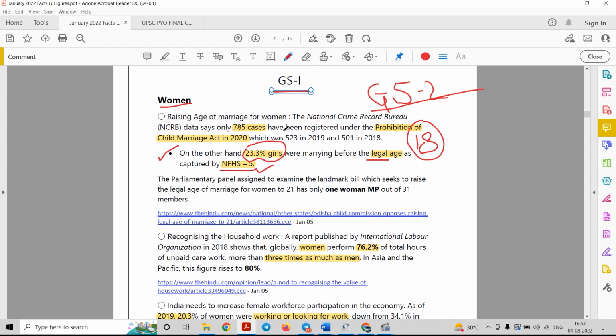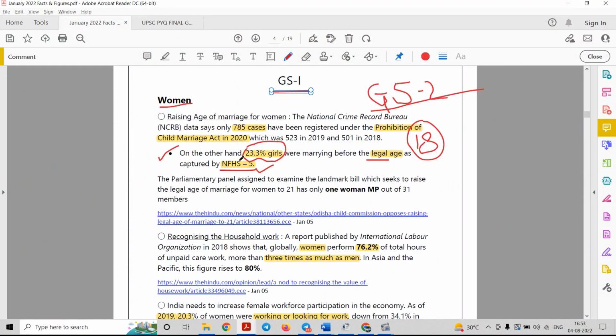Also you can utilize this particular fact if there is an essay on patriarchy or gender empowerment or issues of women. So in a similar way you can utilize these facts also in your optional. For example, in political science there is a section called Indian government and politics, right? In sociology optional you can utilize this particular fact to add value to your mains answer, right?